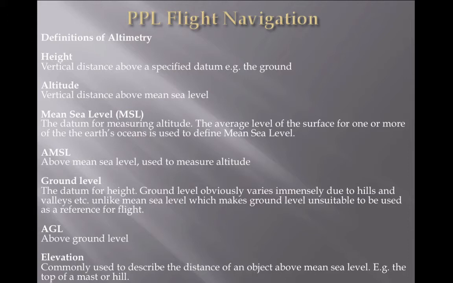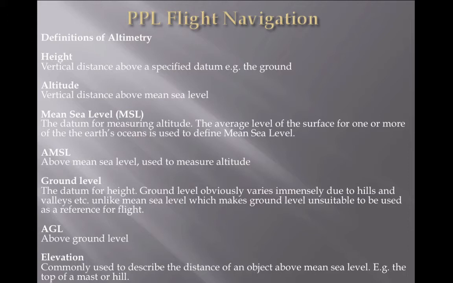AMSL, above mean sea level. Ground level is the datum for height, not altitude. The datum for height, ground level, obviously varies immensely due to hills and valleys, etc. Unlike mean sea level, which makes ground level unsuitable to be used as a reference for flight, but very good for reference for altitude clearance heights, which we'll get on to later.